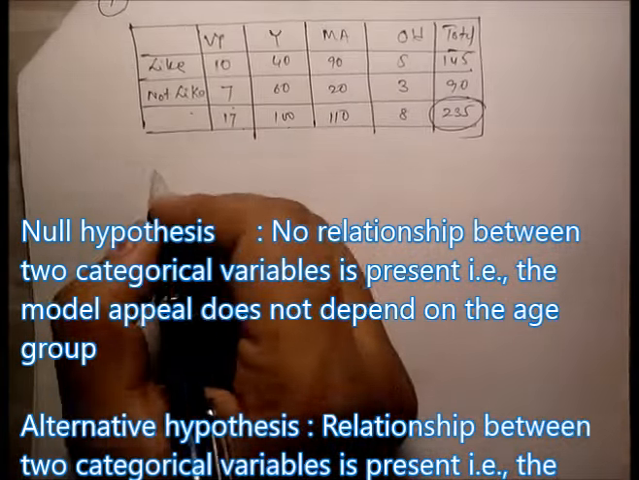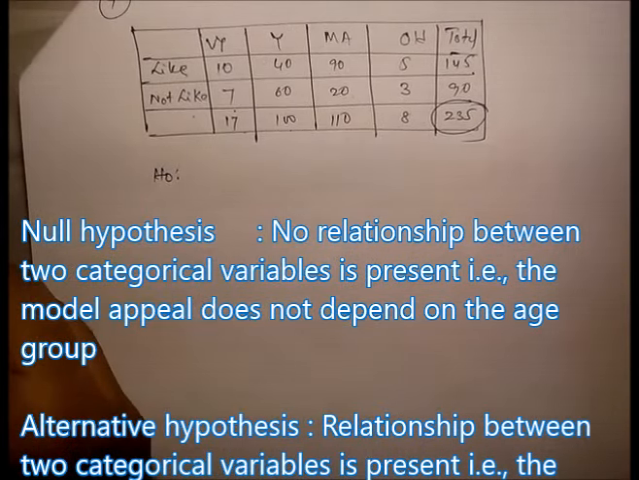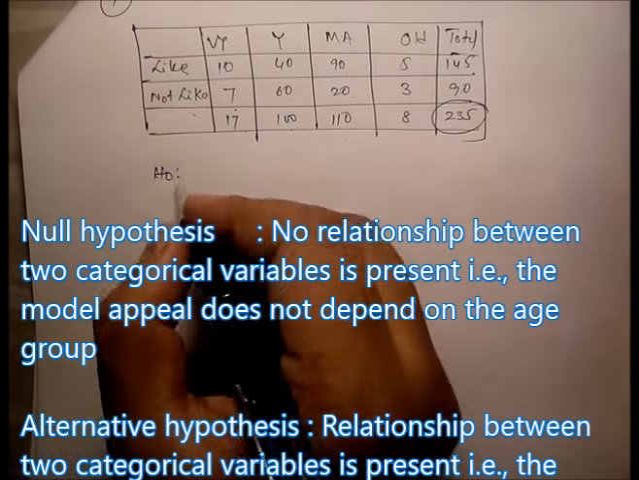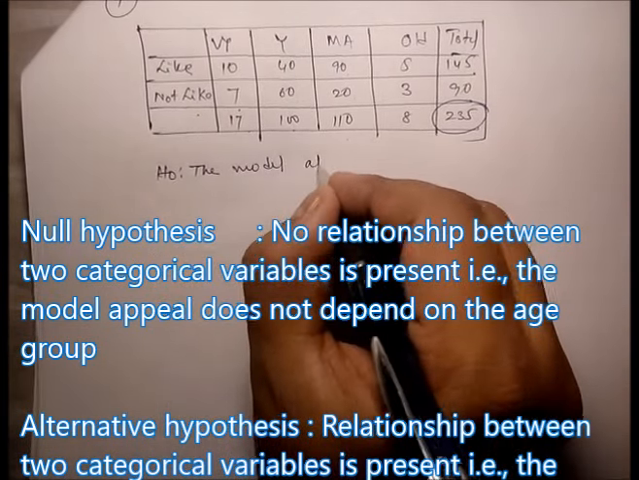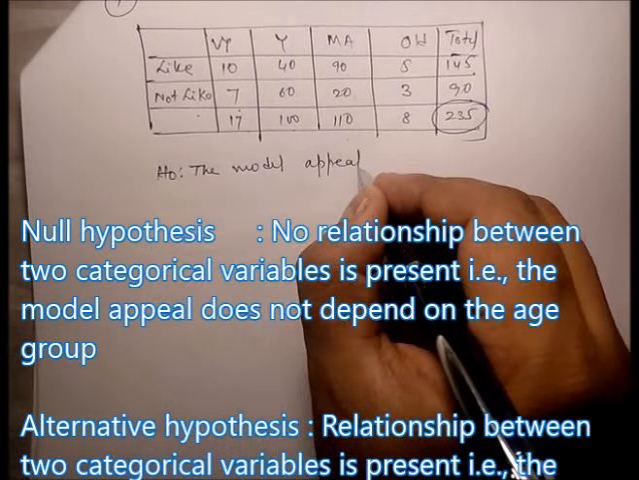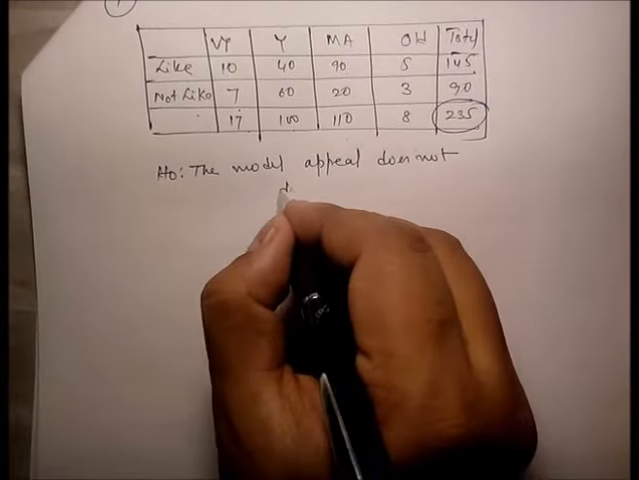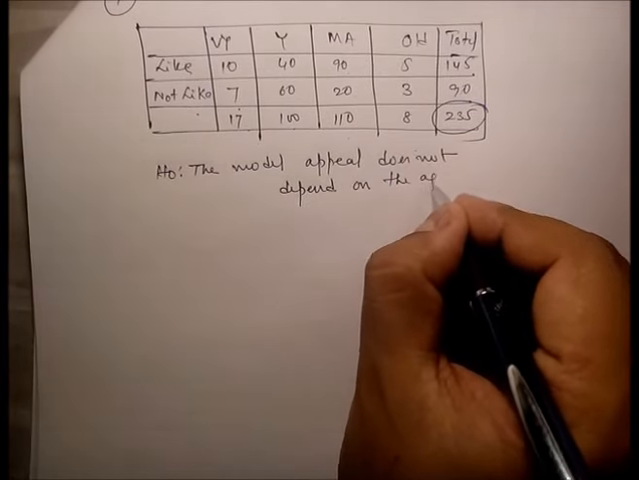So the null hypothesis: no relationship between the two categorical variables is present, that is, the model appeal does not depend on the age group.